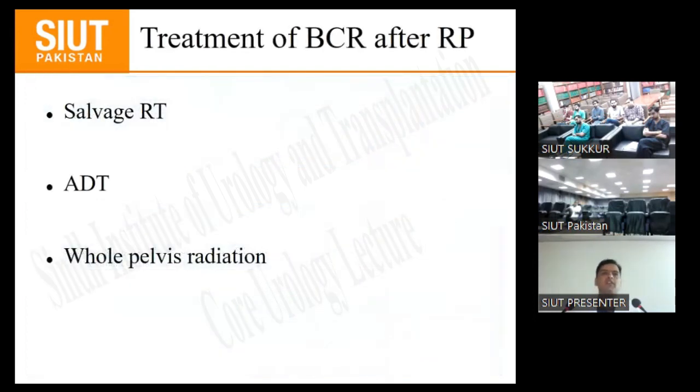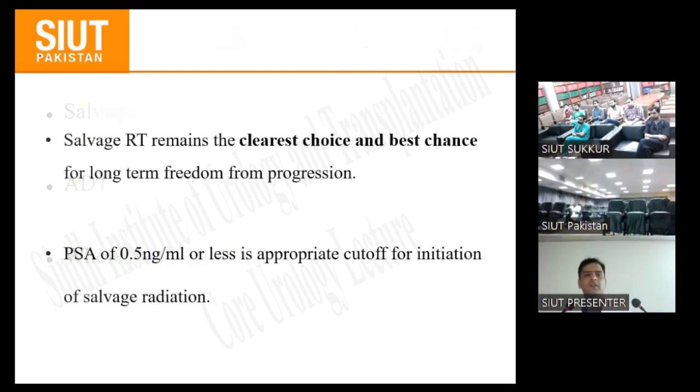Treatment of biochemical recurrence after radical prostatectomy: salvage radiation therapy, androgen deprivation therapy, and whole pelvic radiation. Salvage radiation therapy remains the clearest choice and best chance for long-term freedom from progression. A PSA of 0.5 nanogram per ml or less is the appropriate cutoff for initiation of salvage radiation.